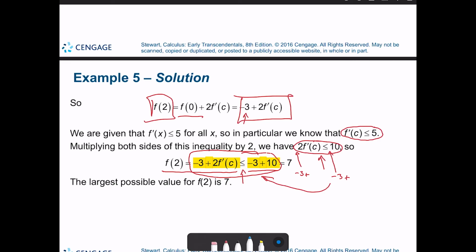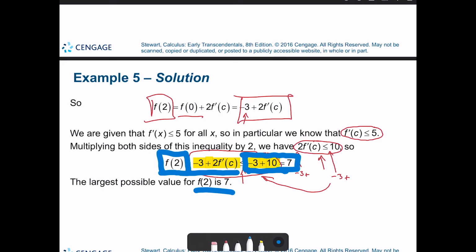And since the left-hand side of this statement is f of 2, and the right-hand side of our statement, notice the equal sign right here, is equal to the positive 7, we get to say that f of 2 is 7.